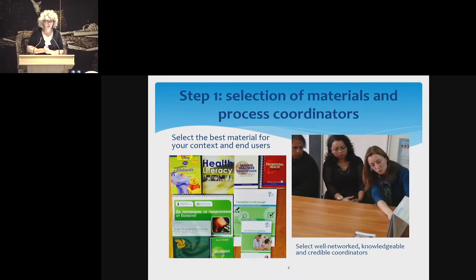So the first step, what is important when we decide to translate and adapt some material? In this case, it is vaccination material, but it could be any health-related materials. We need to create a country-based team of different stakeholders that take on board the project. So it's very important to select the materials and the process coordinators that will deal with the process. Select the best material for your context and end user. What are the best material? Are the ones that are evidence-based, that are relevant for your community or for the interventions you are planning? Then the coordinators should be well-networked, knowledgeable, and credible coordinators that have access to different layers of the community we are addressing our material.